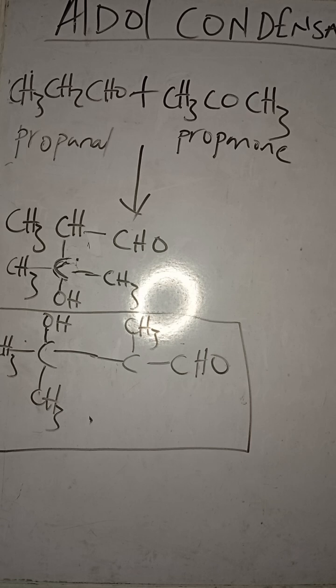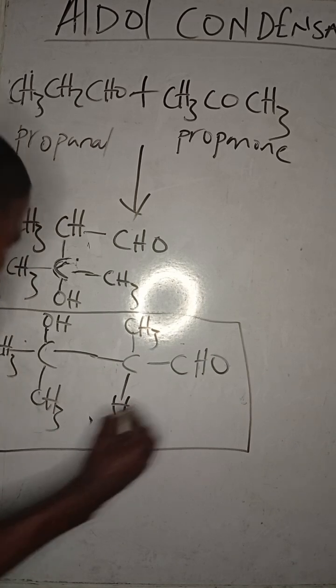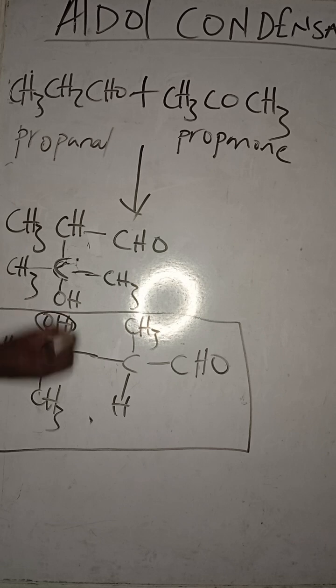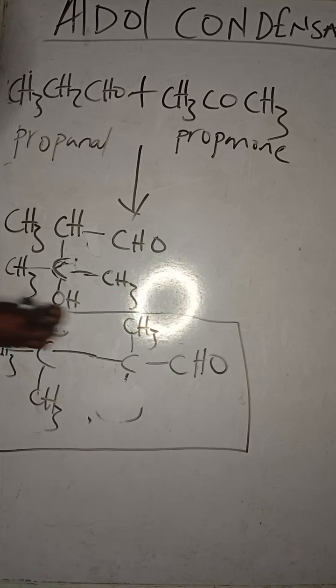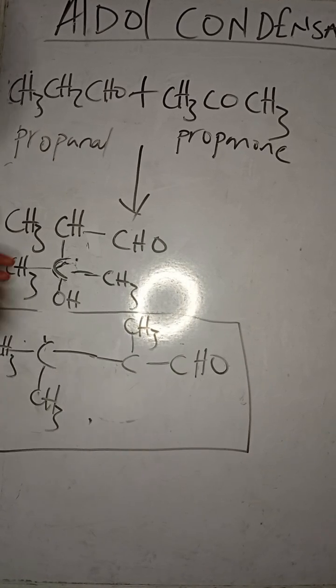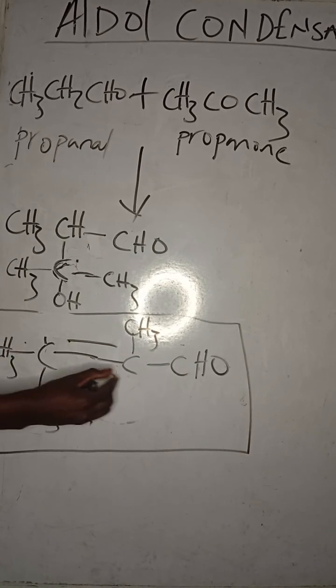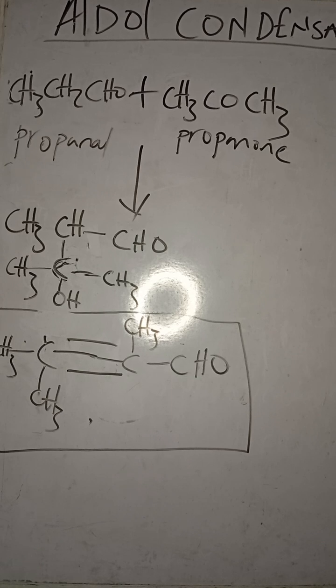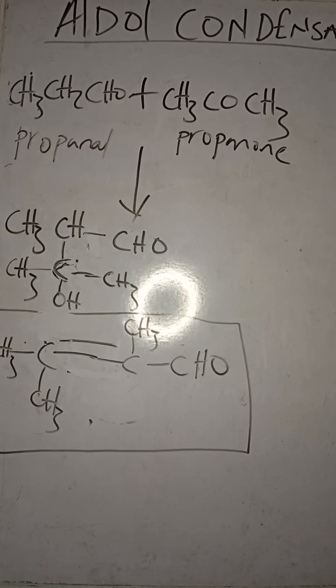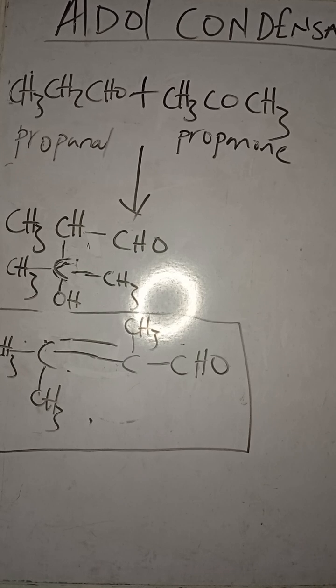On condensation, yeah, I didn't put my H here. It's an H. On condensation, I lose the H and the OH at the alpha beta position. So losing the H and OH at the alpha beta position leaves me with something like this. Just a double bond. So this is called an alpha beta unsaturated aldehyde.